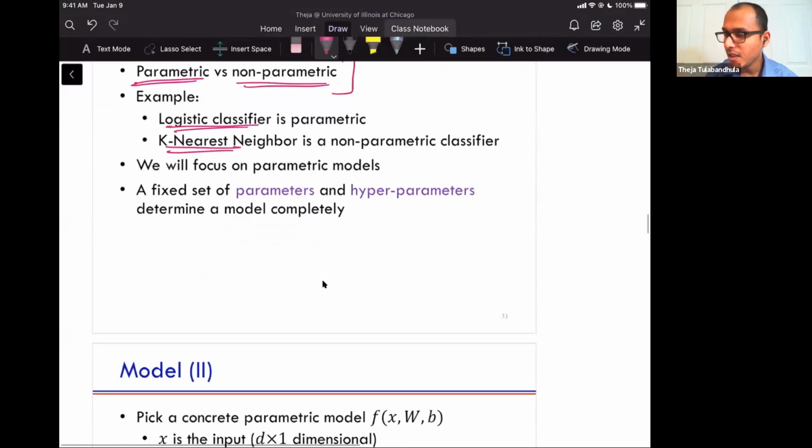Logistic regression classifier or k-nearest neighbor are some examples of models. And we will pretty much focus on parametric models. SVMs, logistic regression, random forest, they're all parametric models. And deep learning models in the next few lectures are also going to be parametric models.